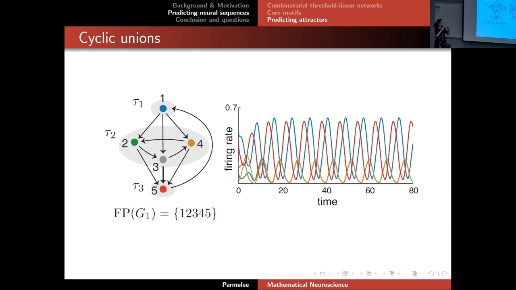I'm just taking little subgraphs, these happen to be core motifs, and stringing them together, adding all edges forward. And so we get sort of an expected behavior maybe. So 1 fires, these 3 fire together, and then 5 fires. Okay, that sort of makes sense.